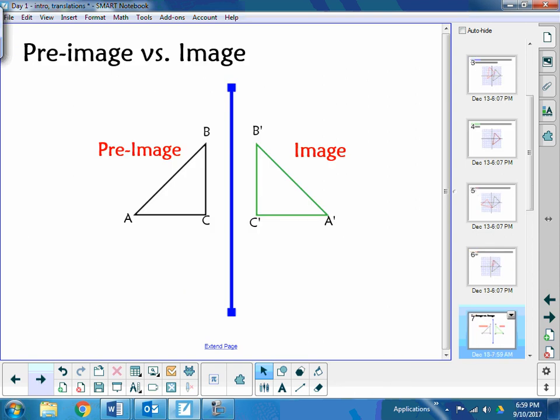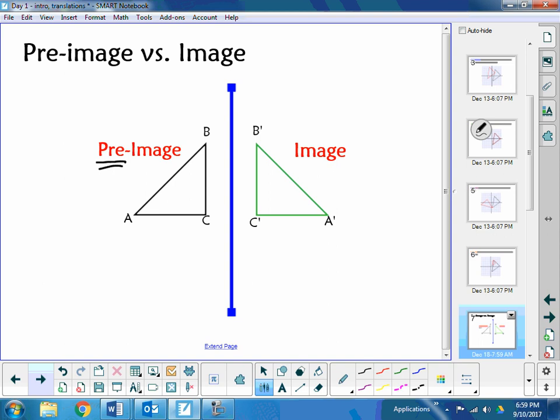Before we do that, there's some verbiage that you need to be familiar with, some vocabulary. First thing is pre-image and image. So pre-image, just like the prefix pre sounds like, means it's before we've done anything. This is the original, before we've done anything. Notice how we labeled our points. We have A, B, and C.